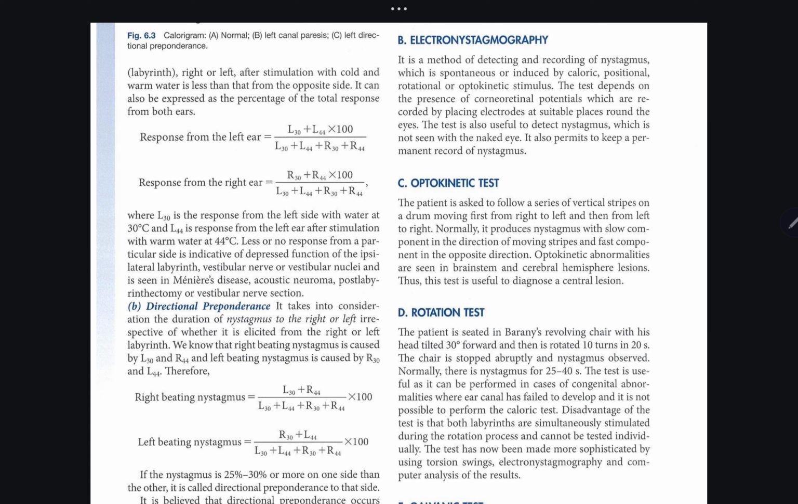Rotation test. The patient is seated in Barany's revolving chair with his head tilted 30 degrees forward and then is rotated 10 turns in 20 seconds. The chair is stopped abruptly and nystagmus observed. Normally, there is nystagmus for 25 to 40 seconds. The test is useful as it can be performed in cases of congenital abnormalities where the ear canal has failed to develop and it is not possible to perform the caloric test.